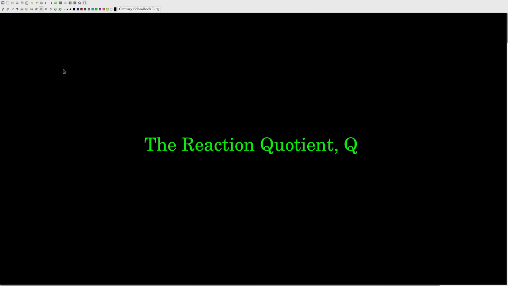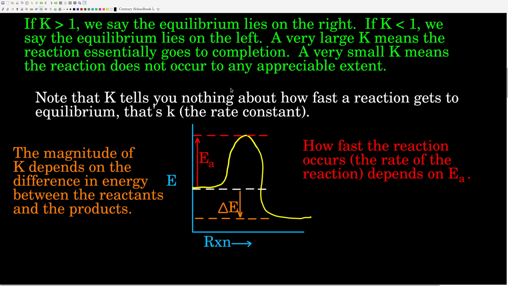Hey guys, this video is about Q, the reaction quotient. So let's first talk about K, the equilibrium constant, capital K. If the value for K is greater than 1, we say the equilibrium lies on the right, and if the value of K is less than 1, we say the equilibrium lies on the left.